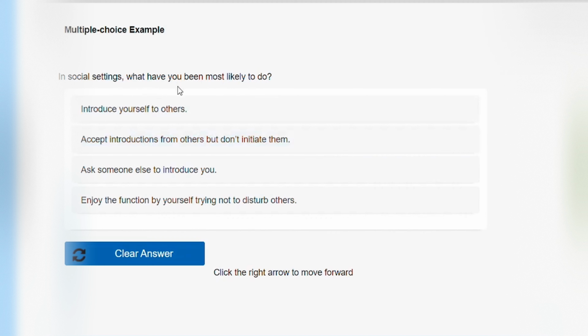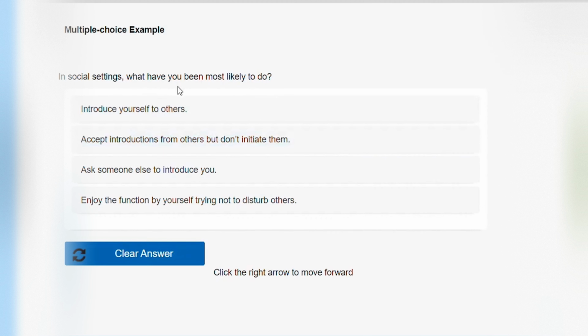Here's a multiple choice question example. So in social settings, what are you most likely to do? Introduce yourself to others, accept introductions from others but don't initiate them, ask someone else to introduce you, enjoy the function by yourself, trying not to disturb others. It's best to read all the questions, and the best way to answer any typical multiple choice question is to use the elimination method. First, you can decide what are the options which are a clear no, and then there will be most probably 2 options left between which you can choose or, let's say, guess.